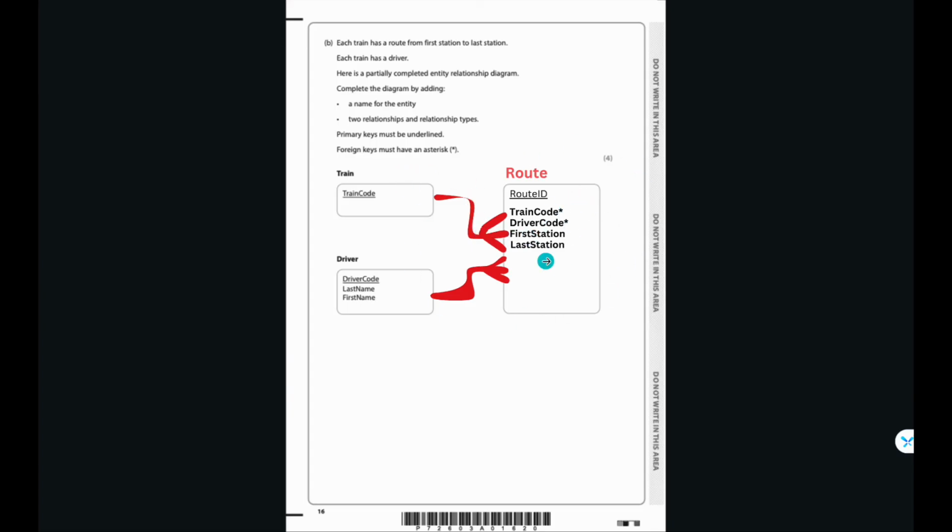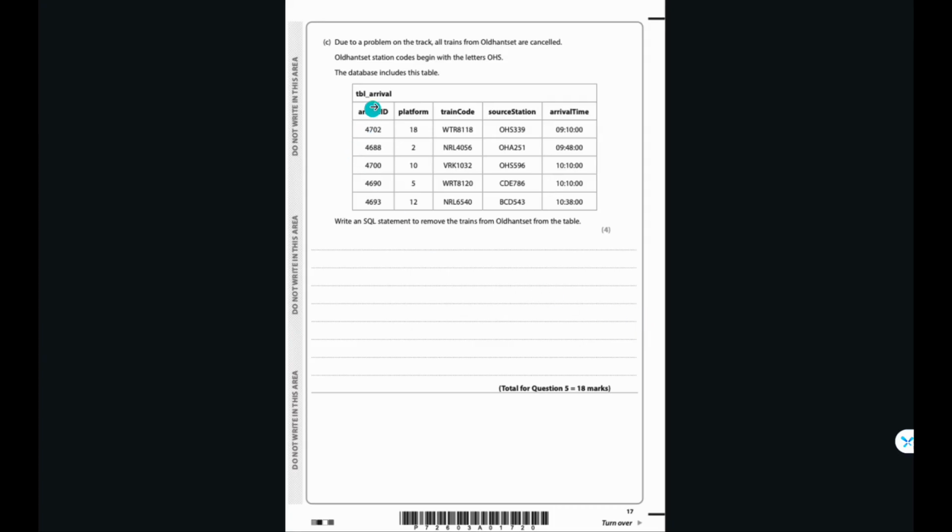Similar like that. Okay. Now the question number C is: due to a problem on the track, all trains from CONC are cancelled. CONC station codes begin with the letters OHS. The database includes this table. So the database provides this table. Write an SQL statement to remove the trains from CONC from the table. That means we have to remove all the trains which are from CONC.